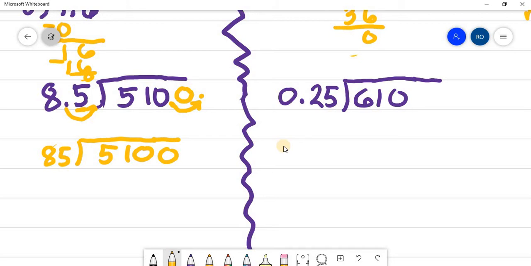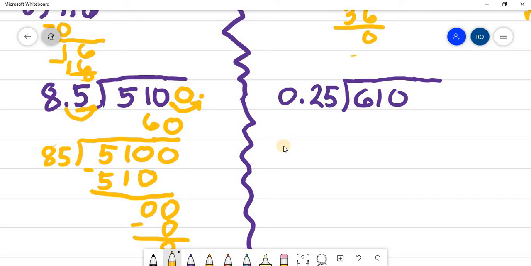We have 51 is not enough to divide 85. Let's include 0. So 510 divided by 85 is 6. And 6 times 85 is 510. Let's subtract. 510 minus 510 is 0 and bring down 0. So we have 0 divided by 85 is 0, and 0 times 85 is 0. We have 0. So our quotient is 60.